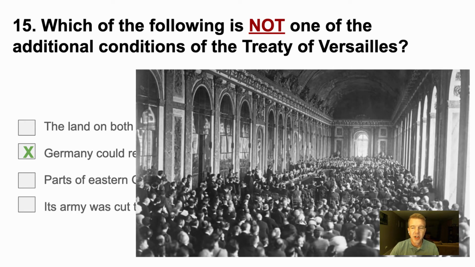This is where the treaty was signed, at the Palace of Versailles. This room is referred to as the Hall of Mirrors. These archways go outside. These archways are all mirrors.